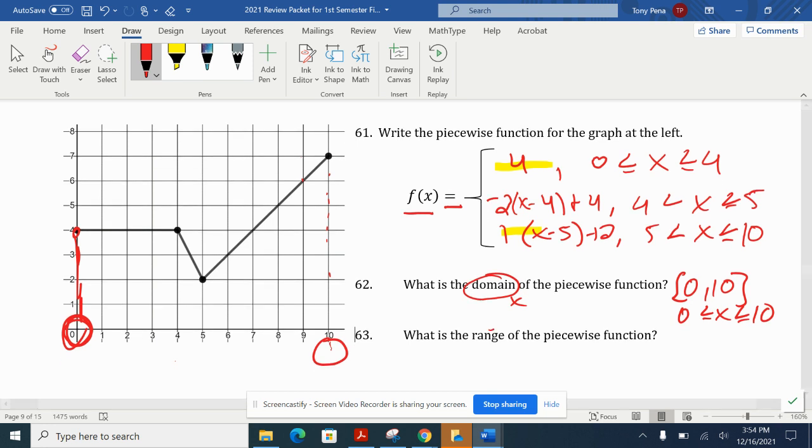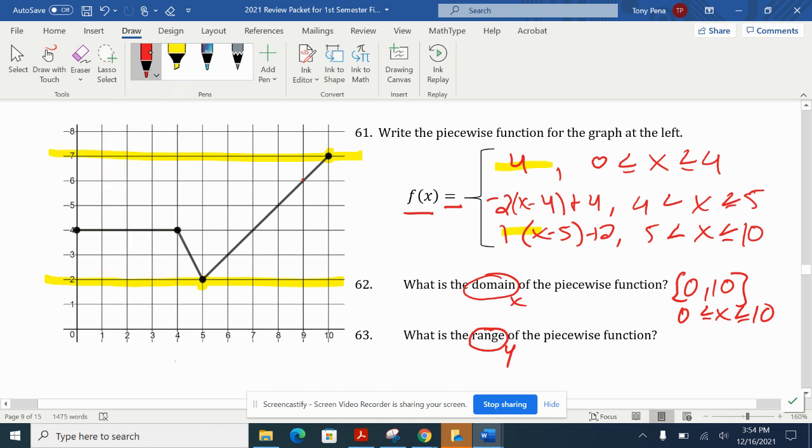63, range. These are the y values that we hit. So if we now look at our graph, the lowest point on this graph is right here. So that's the y value of 2. The highest point on that graph is right here. That is the y value of 7. Again, no gaps, no holes, nothing real tricky about this.